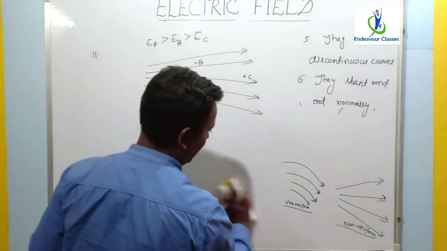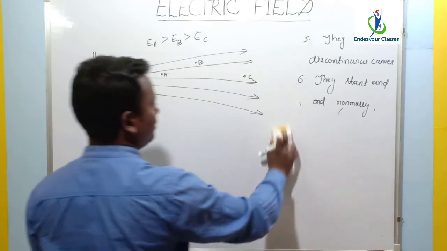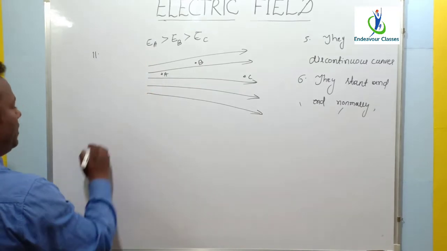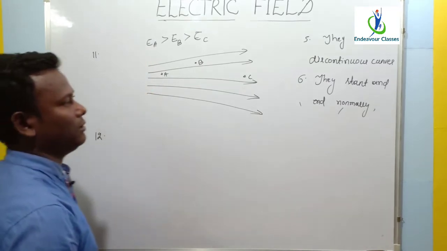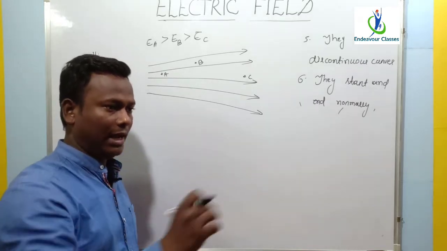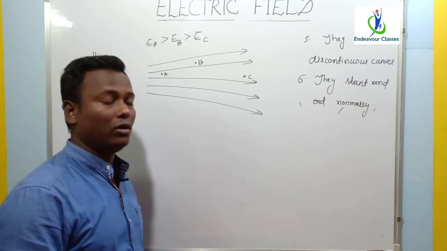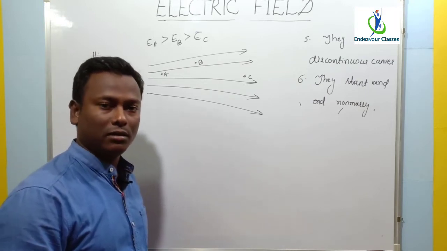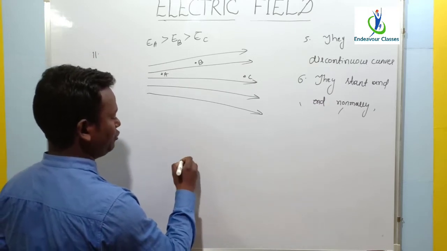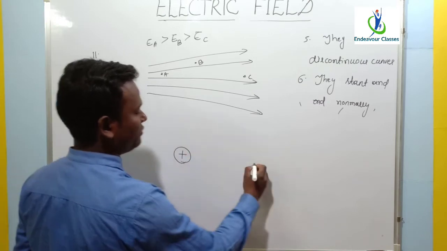So the distance between the lines of force represents the strength of the electric field. Now another point is that the number of lines of force emerging or ending, that means beginning or terminating on a charge, also represents the magnitude of the charge. That means suppose we have two charges, both positive, or one positive and one negative.